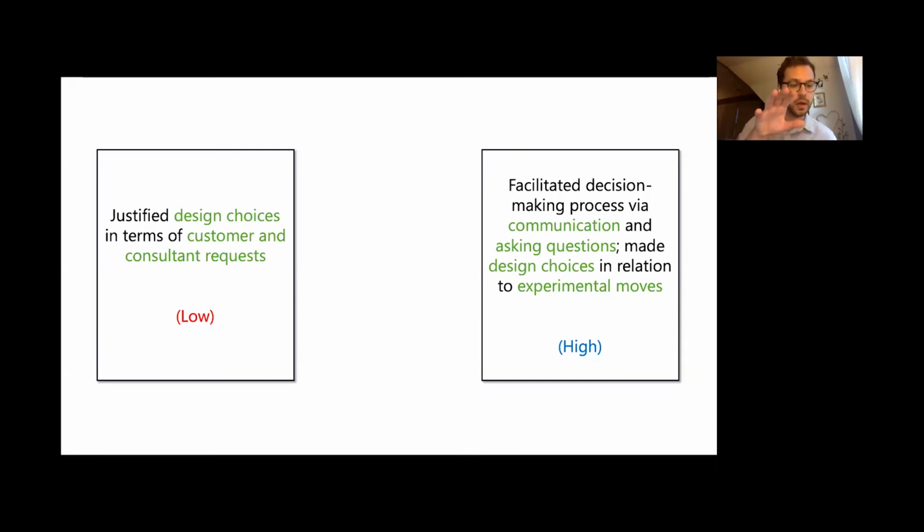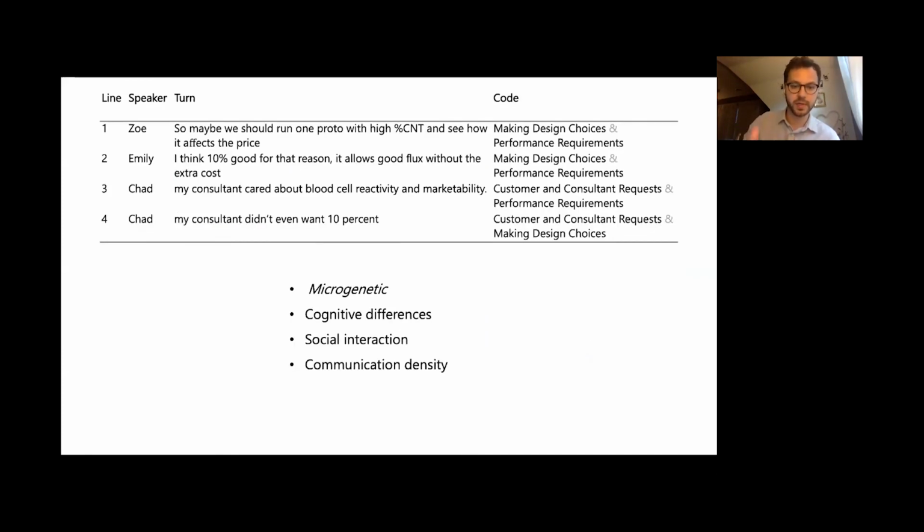Those in the low performers justified design choices in terms of customer and consultant requests, and those in the high performing context facilitated decision-making process via communication and asking questions, and they also made design choices in relation to experimental moves. Again, we saw that there was a microgenetic thing going on here. There were cognitive differences between individuals. There was a level of social interaction and a level of communication density. So this is all good.